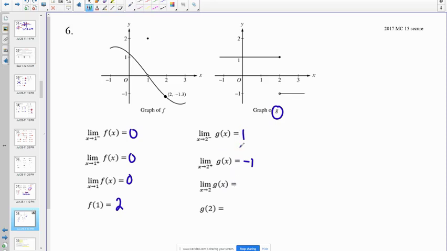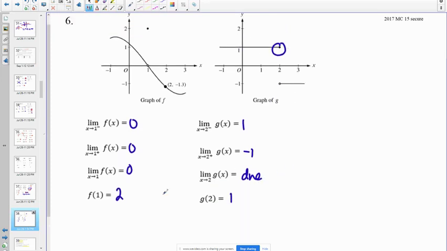What if I approach just 2? Then that answer does not exist because there's a jump discontinuity here. All right, and then finally, g of 2. What would g of 2 be? Well, g of 2 is actually where there's a functional value, and that answer will be 1.